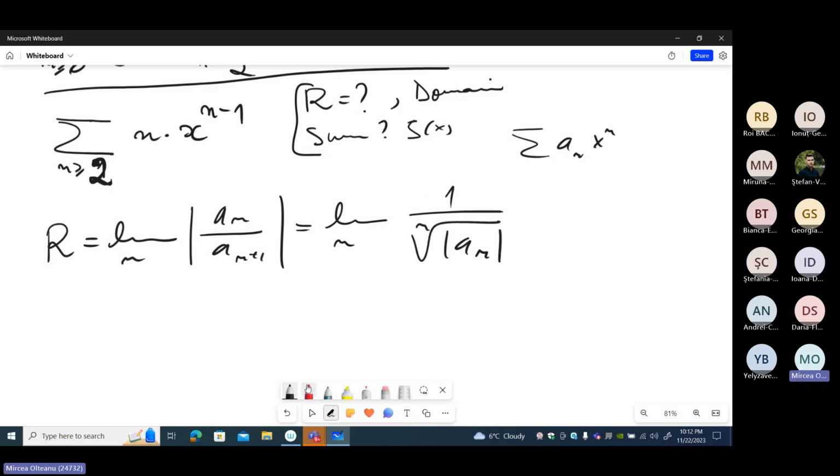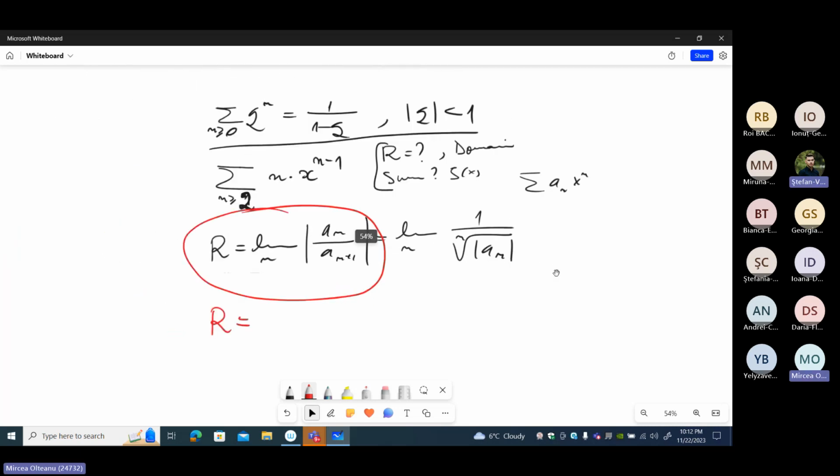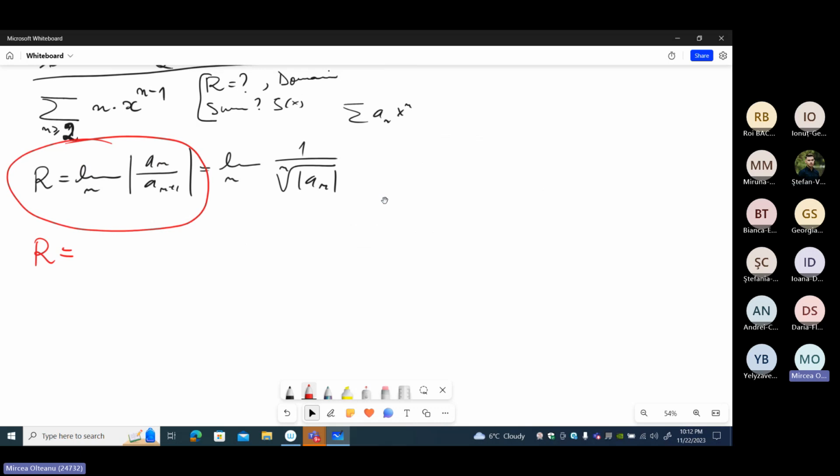But usually, the usual way to compute it is to compute this limit, which in most cases is simpler. Okay. So if we do this in our case, tell me what's the radius of convergence of this power series. I am waiting for your answer. Of course, it's 1. So the radius of convergence is 1.